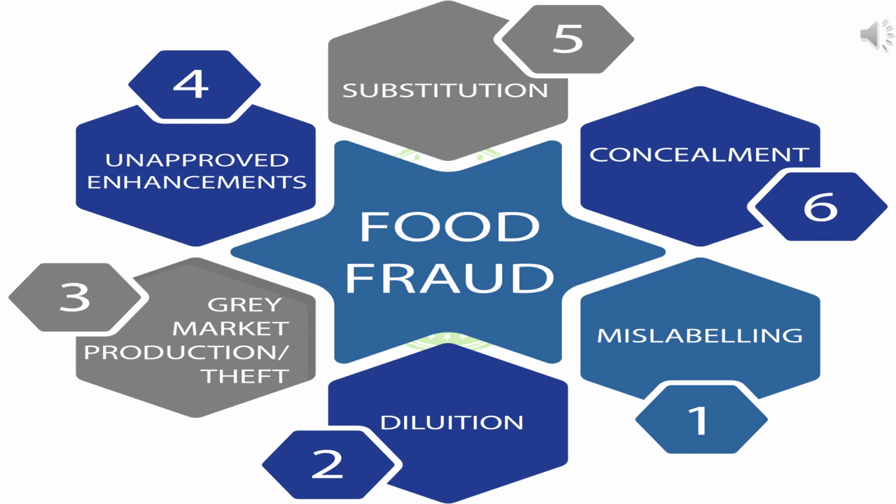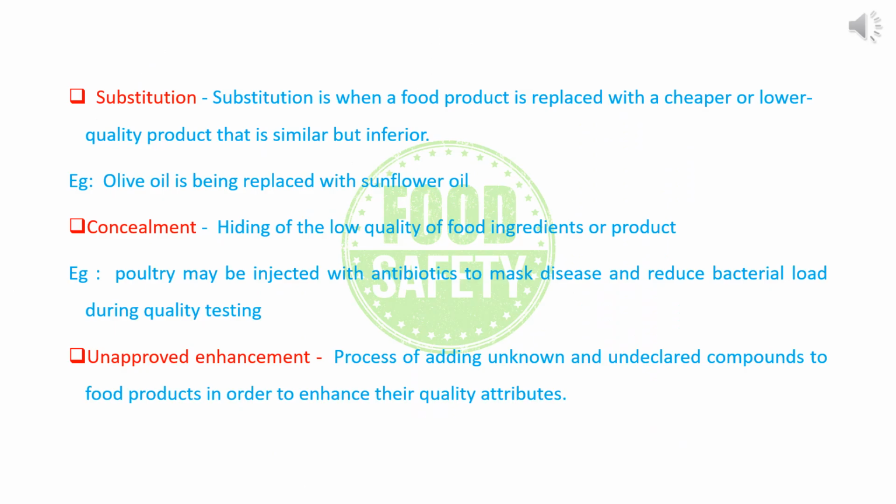Now let's discuss different frauds that we assess in VACCP. First one is mislabeling, dilution, grey market production or theft, unapproved enhancements, substitution, and concealment. Now let's discuss these terms in detail. Substitution is when a food product is replaced with a cheaper or lower quality product that is similar but inferior. Example, olive oil being replaced with sunflower oil. Next is concealment.